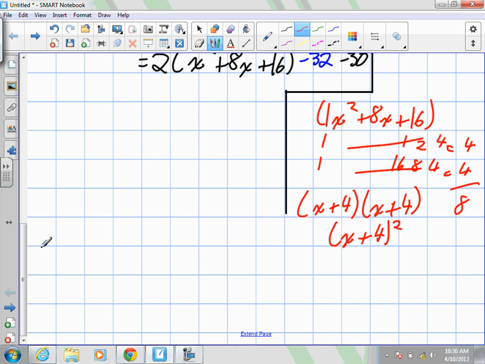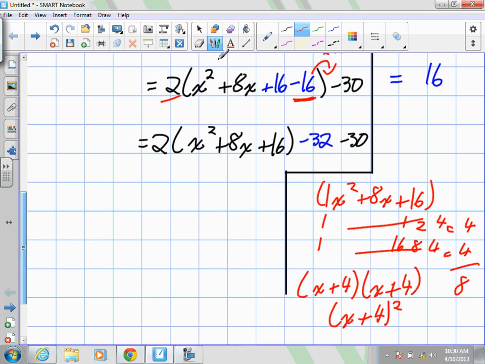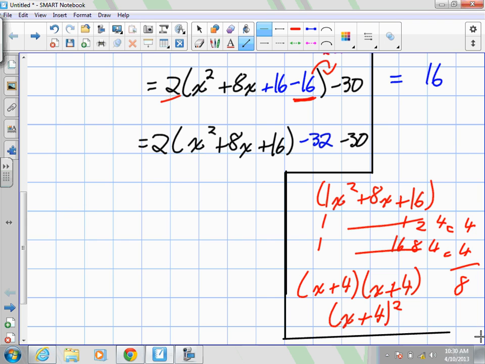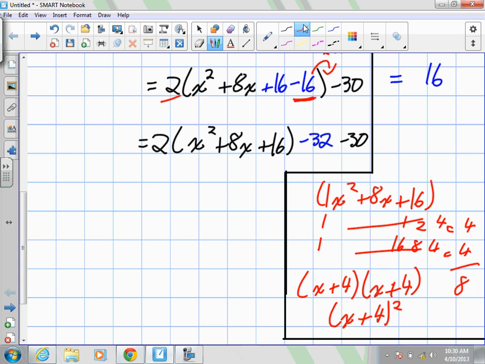And as long, like I said, as long as you do everything up to this point exactly how I've shown you, you've created a perfect square trinomial. So you don't actually have to factor it this way. What you can do as a shortcut, and I'm going to just move this over here a little. So we have 2x squared plus 8x plus 16. And we still have negative 32 and minus 30.